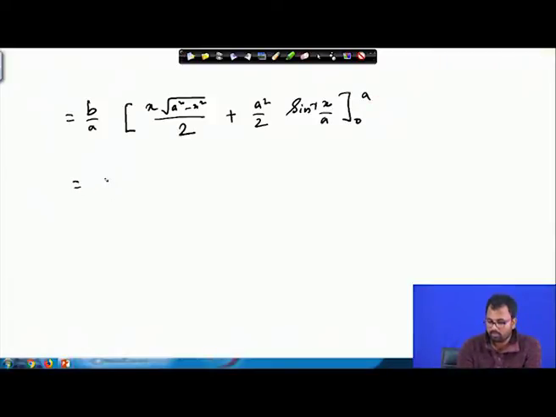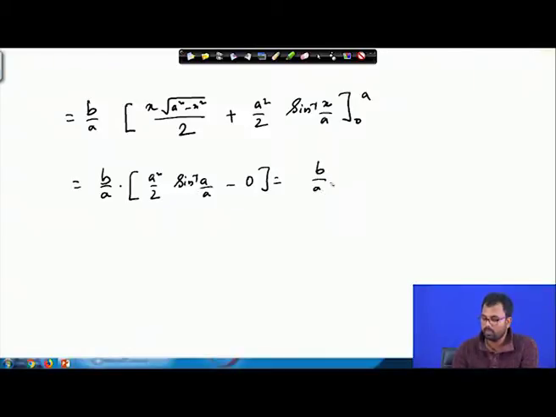So now if I substitute the values, then this will reduce to, so when x is a, this is 0, when x is 0, then this is again 0. Now this one is a square by 2 sine inverse a by a minus sine inverse 0. So ultimately this is 0. Now this is sine inverse 1. Sine inverse 1 is pi by 2. So ultimately we will have b by a times a square by 2 times pi by 2. So this will be pi a b by 4.